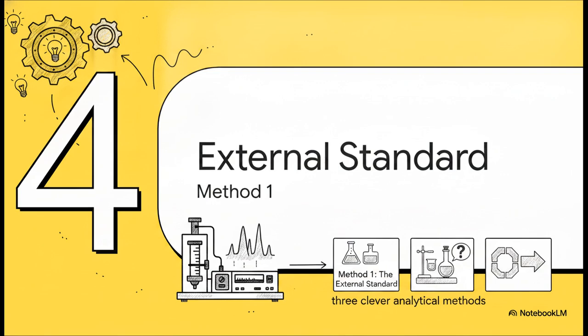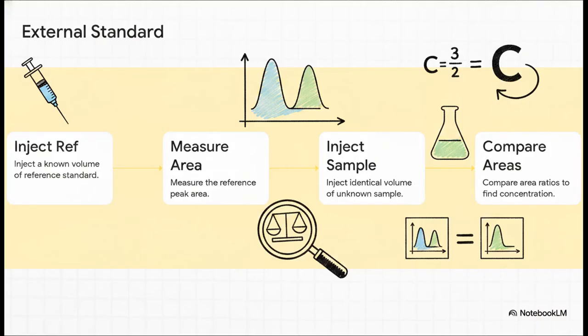That brings us to our solutions, starting with section 4, method 1, the external standard. This is where human ingenuity really kicks in. The external standard method is a brilliant workaround for these physical limits. It's a pretty straightforward step-by-step process.